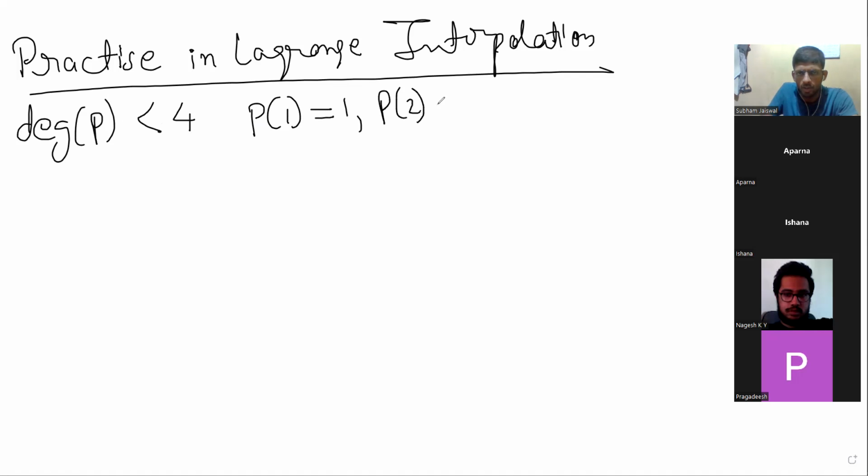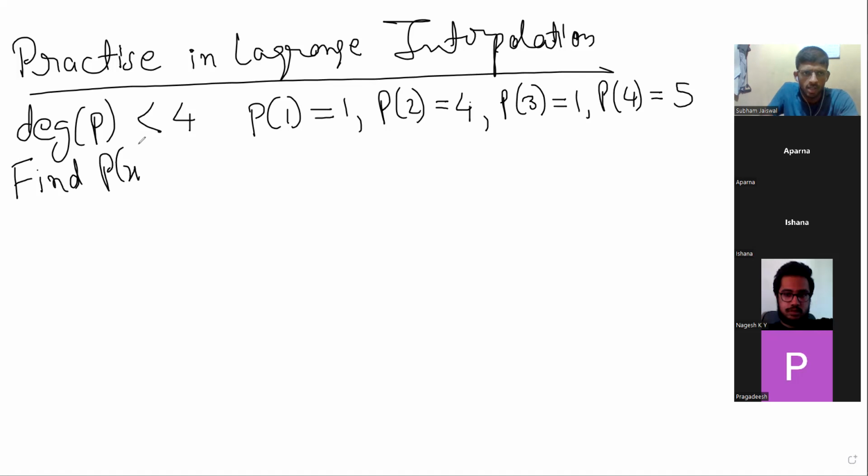P of 2 is 4. So this is just straight from the straight problem. Okay, it's straight. P of 4 is 5. Okay. Find. So you could also just tell me the answer. I suppose honestly you do it and then tell me.